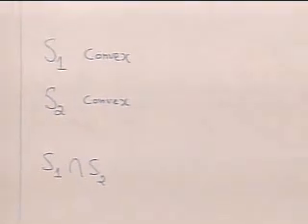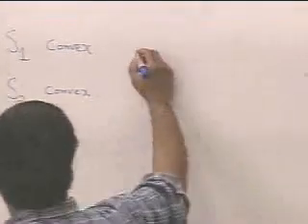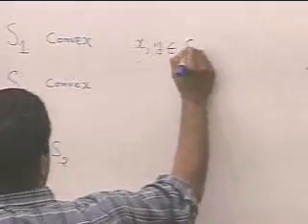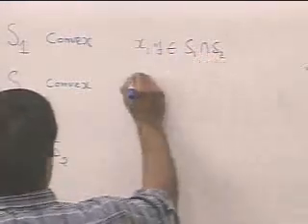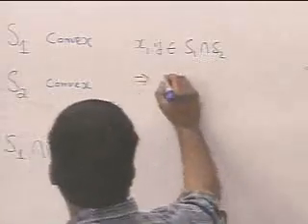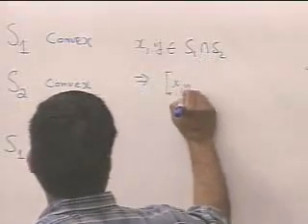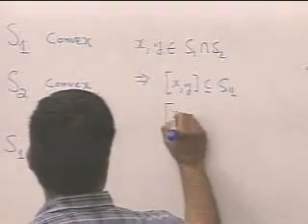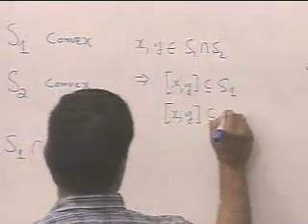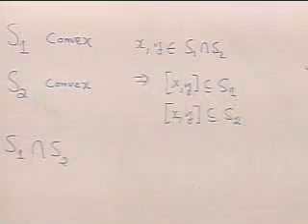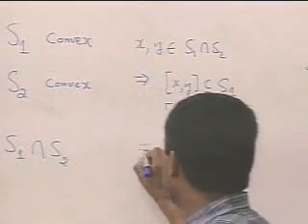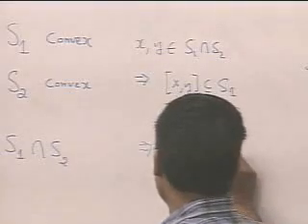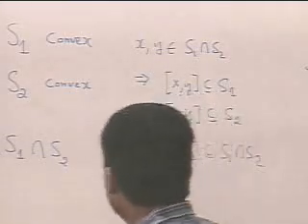So you can use this definition. You take 2 points x and y that belong to S1 intersection S2. This implies that the entire line segment xy is a subset of S1, and the entire line segment xy is a subset of S2. Because S1 and S2 are convex, this implies that the entire line segment xy belongs to S1 intersection S2. So we are done.